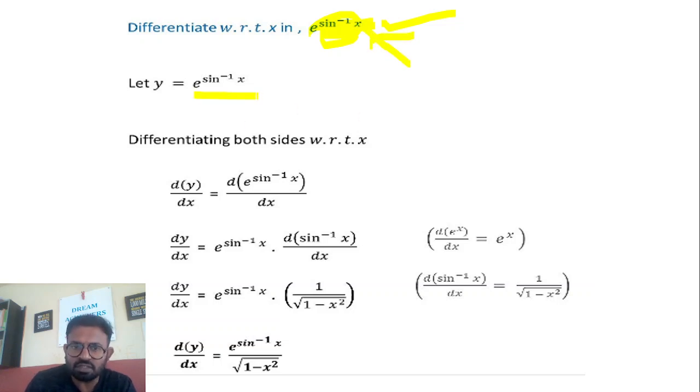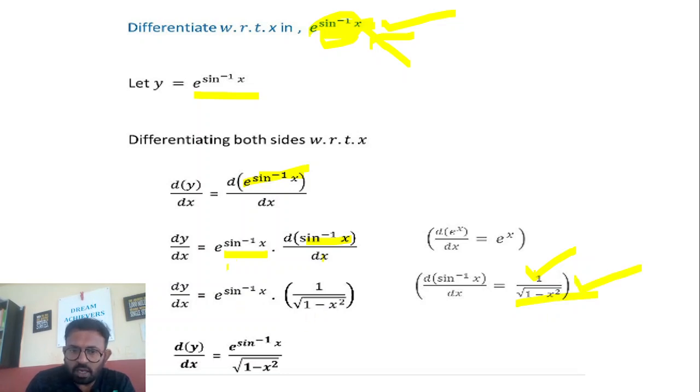Let me differentiate this. As it is in the form of e power x, the differentiation of e power x is e power x. So first, e power sin inverse x differentiation is e power sin inverse x. Next I need to differentiate the sin inverse x. It is a standard form, and the standard formula is there; you should remember it by writing it a number of times. So sin inverse x differentiation is 1 by root of 1 minus x square. This is the formula I have written here, so you can check it.